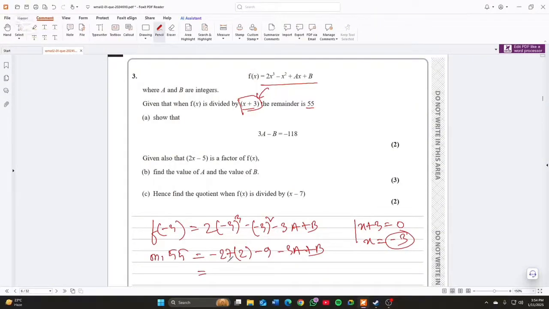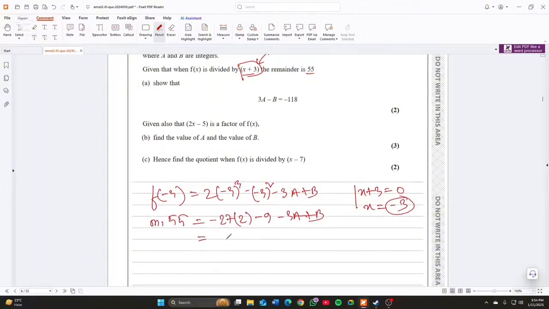27 times 2 is 54, right? So we can just put these values here. Therefore 55 plus 54 plus 9 is equal to minus 3a plus b. This value in total is 118, equals minus 3a plus b, and if we take minus common, we can move this minus to the other side. So minus 118 equals 3a minus b, shown.